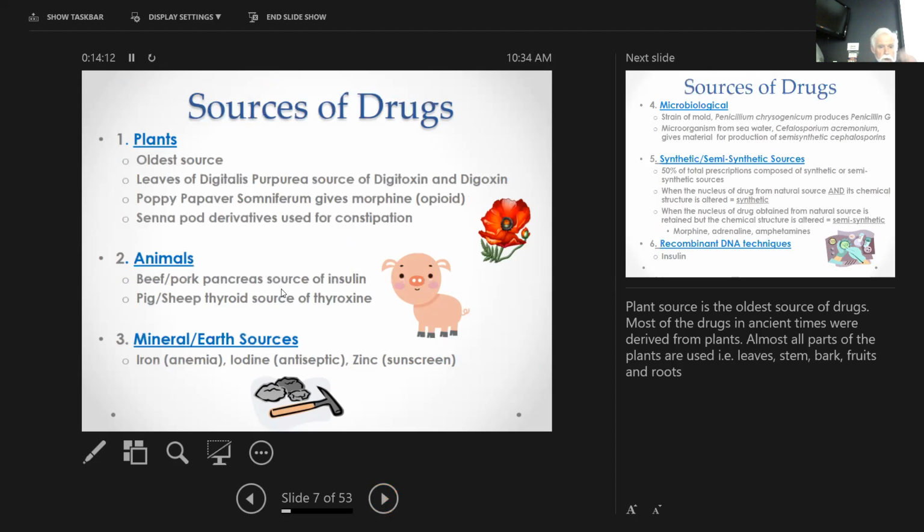Digitalis, I mentioned earlier, Digitalis purpurea, the source of our digoxin. Morphine comes from the poppy, the opium poppy, and among other things, senna derivatives are used for constipation. If we want to dilate eyes, we use a derivative of deadly nightshade, belladonna. We have lots and lots.